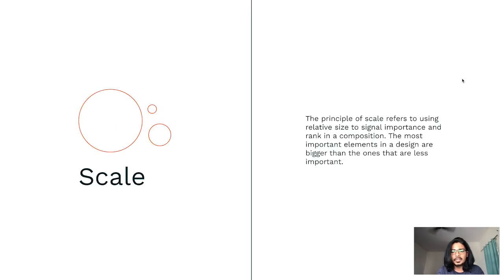Now, the first principle is scale. The principle of scale refers to using relative size to signal importance in a UI or in a composition. So the base of this rule is that if something is bigger, naturally we'll notice it first. Now this is the base of the scale principle.